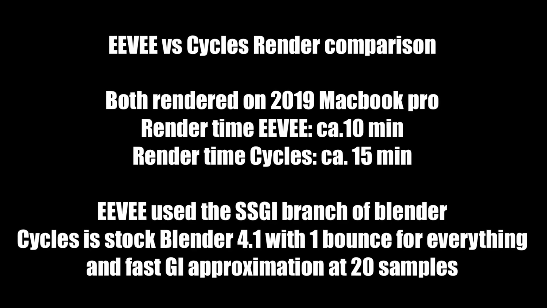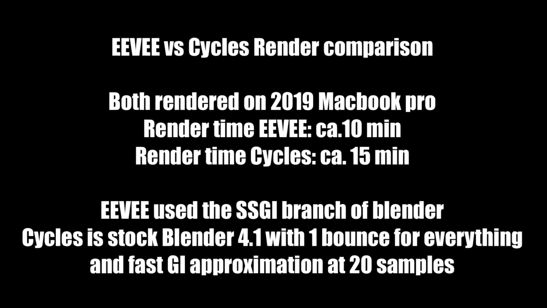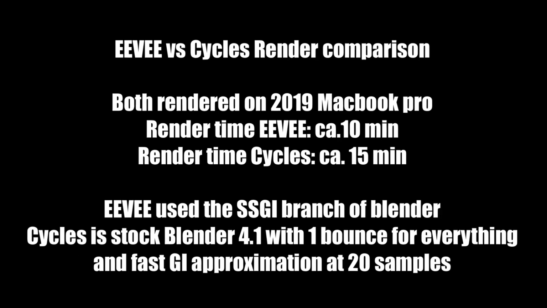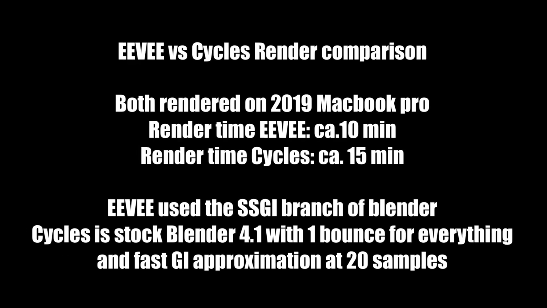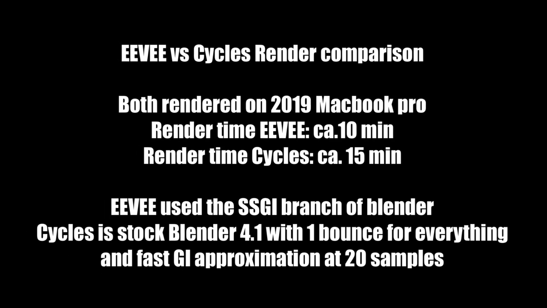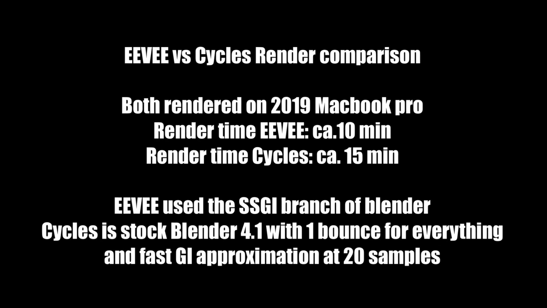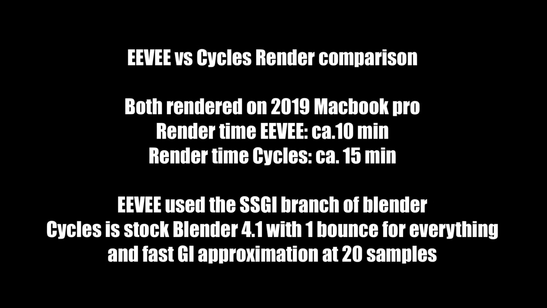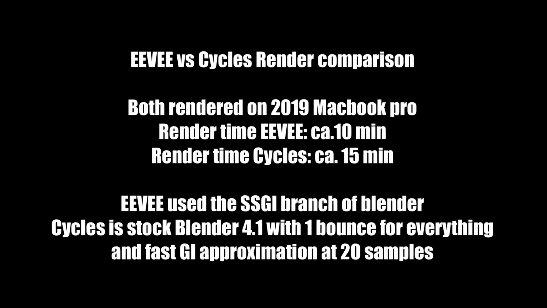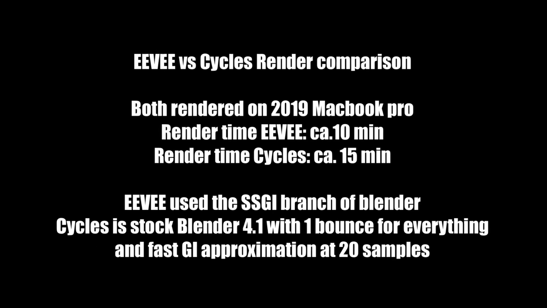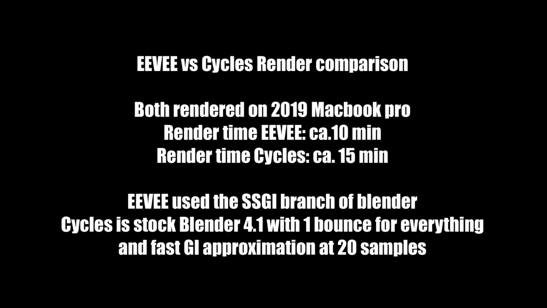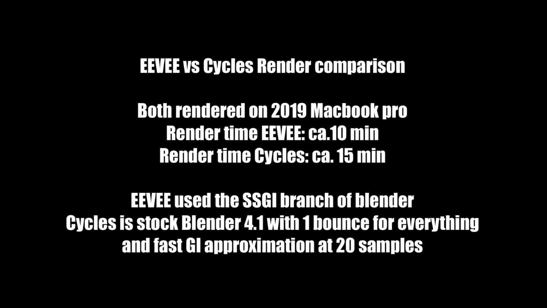Hi people, in this video I want to compare if you render an animation in EEVEE with SSGI and in Cycles with like the lowest settings possible. Just one bounce for everything, fake ambient occlusion, really low samples, to push it down to the same render time an EEVEE render would have, and how that looks compared to each other.